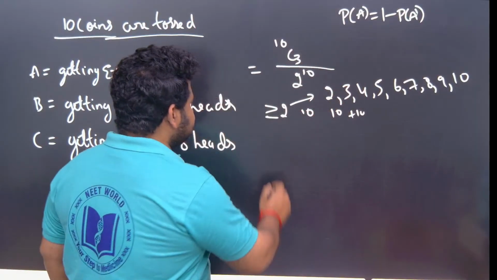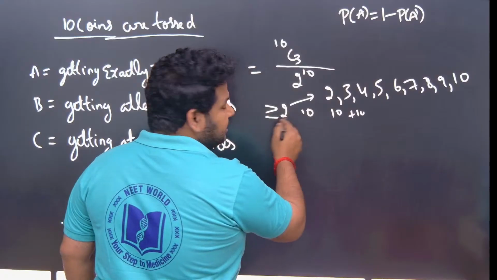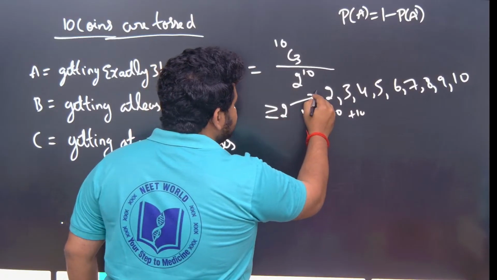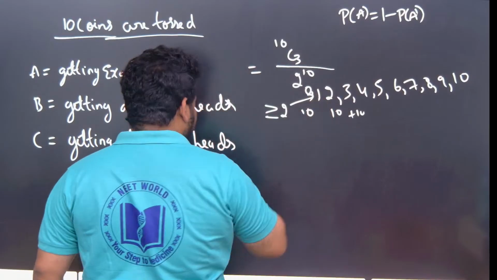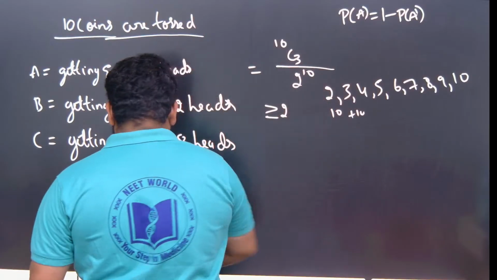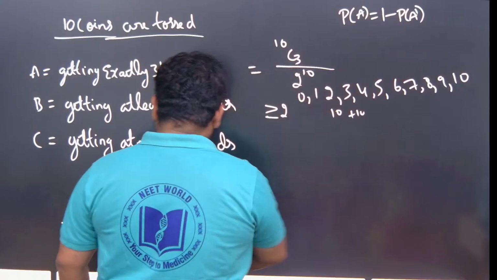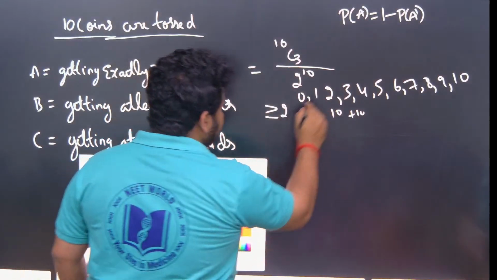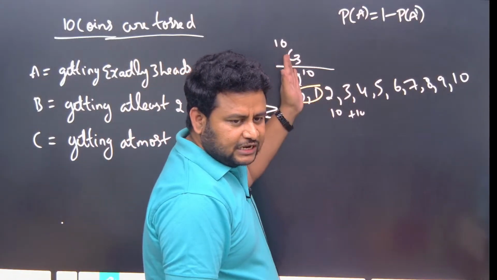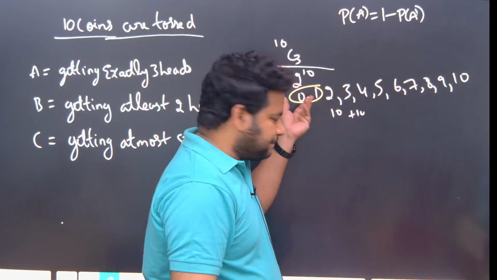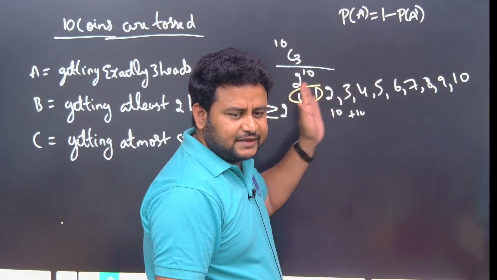First, we need to get greater than or equal to 2. That means it should not have 1, it should not have 0. It should not have 0 and 1, correct? These are the things that should not be there in our answer. So let us find this out. From the total we will subtract this one. Total is 1 minus this.